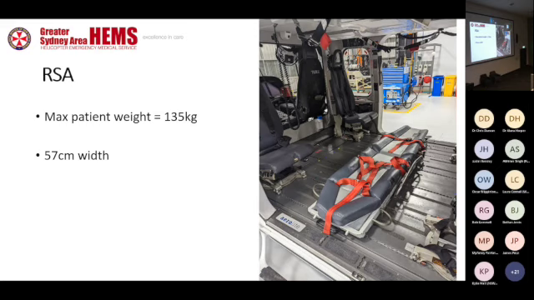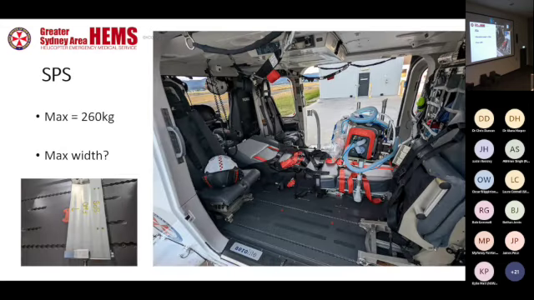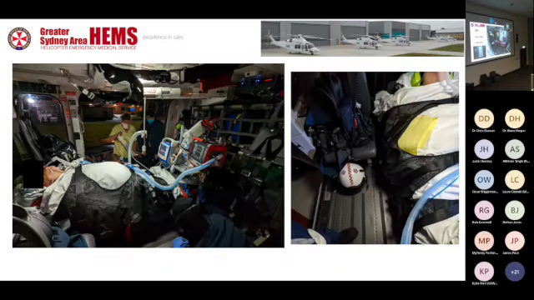So for this patient who was 140, we took our SPS, which is our special purpose stretcher, and that can nearly take a double weight of the previous ones. That's 260 kilos. I'll put a photo of the foot plate in. It needs a different foot plate, so it does take a little bit of time before you set off just to get it installed correctly, and that we have in the north-south configuration for both. There are some advantages to it. So this was a photo from my job last week with the large patient, and that's the patient all loaded in.